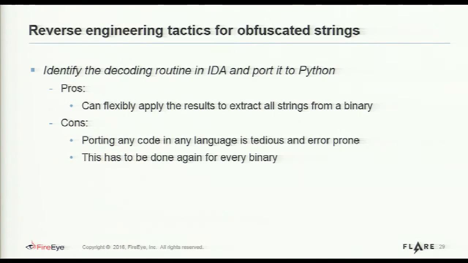The last thing we do, this is the most flexible way: you can re-implement the decoding algorithm in Python or your scripting language of choice, and apply this to every obfuscated piece of data you find. It's very tedious to do this. It takes a couple of hours, and it has to be done over and over for every binary you find. Even if they just change a single character in the key, you have to re-implement it again, and it's very annoying.